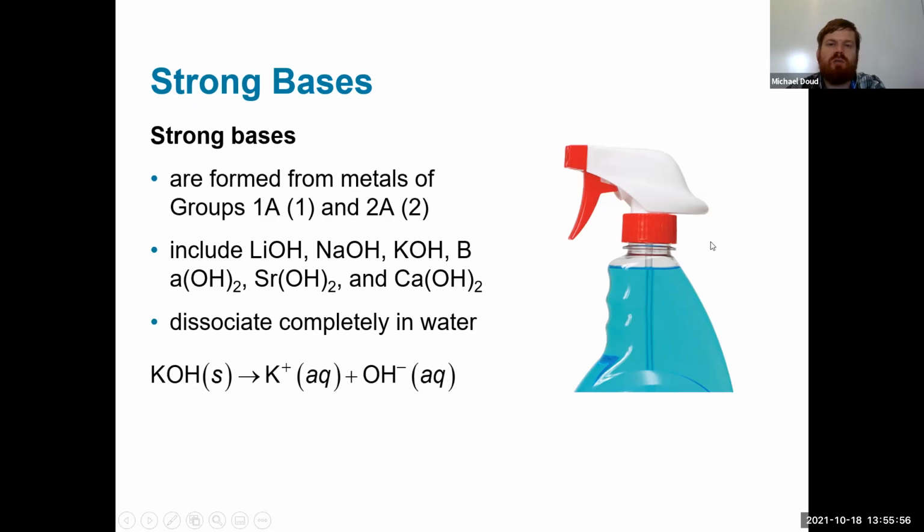Fortunately, strong and weak bases are really straightforward. Strong bases are always formed as hydroxides of groups 1A and 2A. So that's lithium hydroxide, sodium hydroxide, potassium hydroxide, barium hydroxide, strontium hydroxide, and calcium hydroxide. And the reason these are strong is simply because they're soluble in water. They dissolve completely in water, and so you get a complete separation of ions, and therefore you get a strong electrolyte.